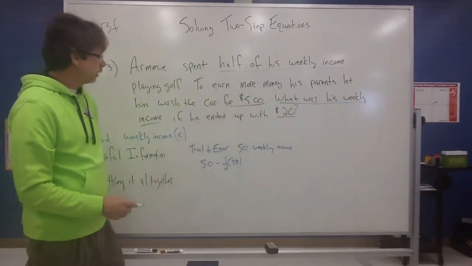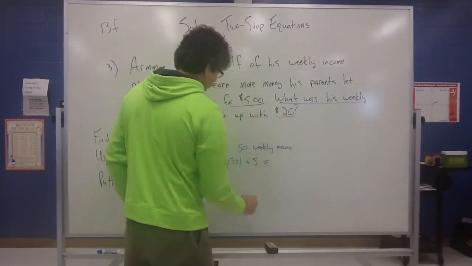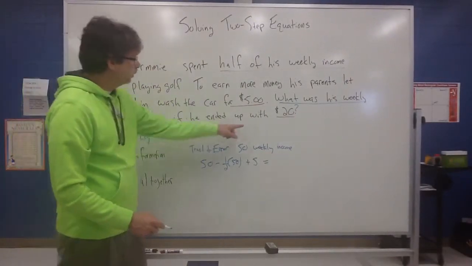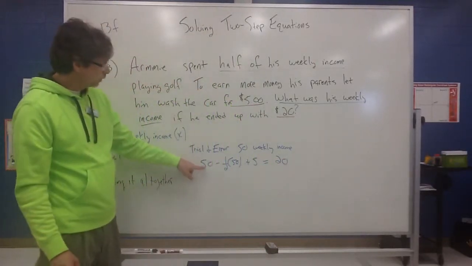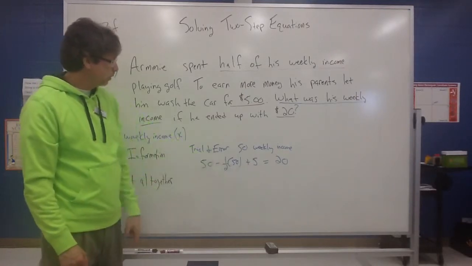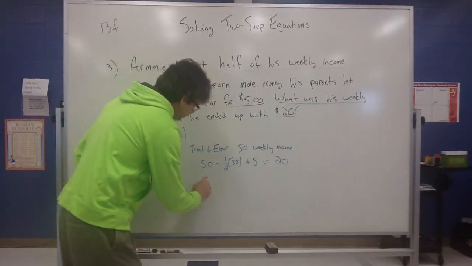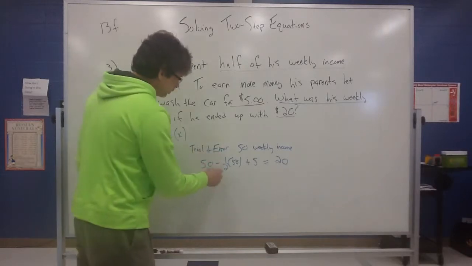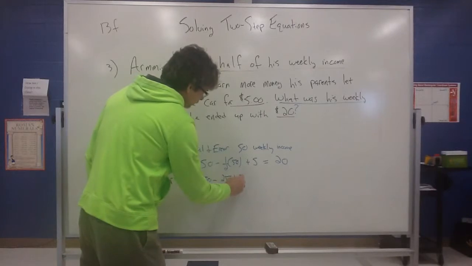But then he turns around and gets an additional $5. So he's supposed to end up with $20 when that's said and done. So he starts with $50. He spends, in other words, you're going to deduct half of his income, and then we're going to add $5 to that. So we have 50 and half of his income. Again, that's just like dividing by 2 or multiplying by half. Half of his income would be 25, and add 5 to that.